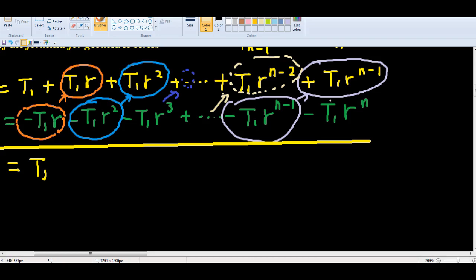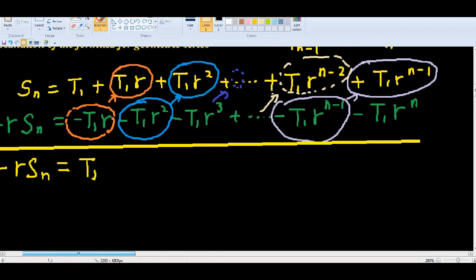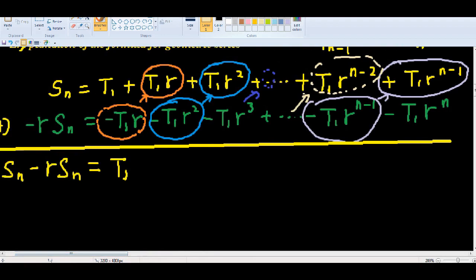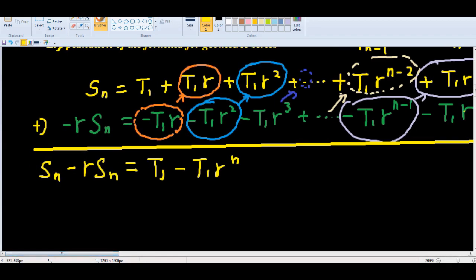But the last term will be intact, it won't be cancelled out, right? So what we left behind is T1, the first term of the first line, and the last term of the second line. That's what we have now, all right?